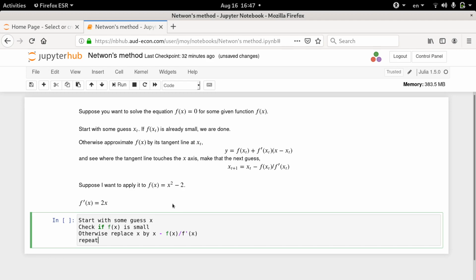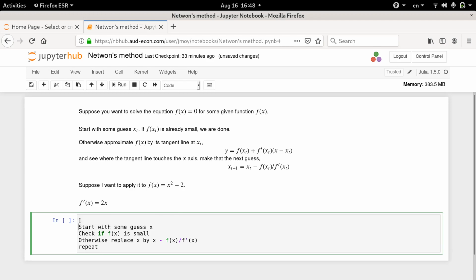So this is a loop. But the problem here is that unlike a for loop, where you repeat things along a given sequence, here we have to keep repeating until some condition is met. So the loop for that we use is known as a while loop. So it works like this.